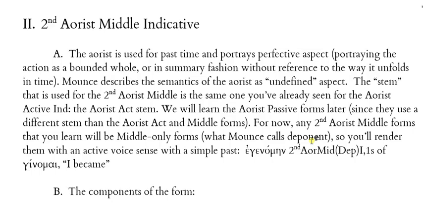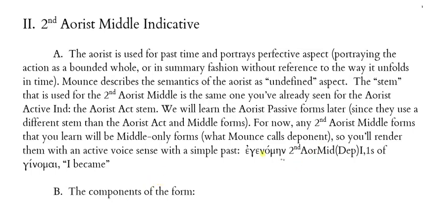Right now, any second aorist middle forms that you learn will be middle-only forms, or what Mounce calls deponent forms. And so you'll render them with a kind of active voice sense and with a simple past kind of translation value. So, for example, egenomen here is from genomai. What does genomai mean? Well, genomai by itself as a present form is I become, or I am becoming. Egenomen as the second aorist middle is I became. Just a simple past action there, all right?